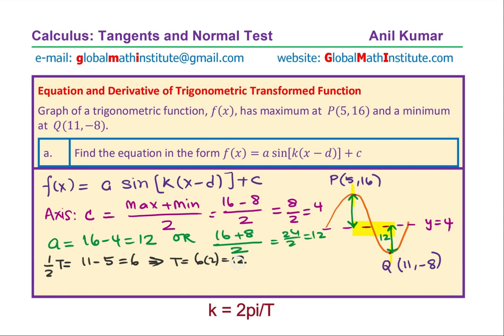Since the time period is 12, you can find the value of k, right? So that gives you the value of k, which is 2 pi by T. So the value of k is 2 pi by 12. That gives you pi by 6. So pi by 6 is the value of k. So the only parameter left is d. Now d is a point on the axis from where the one wave will start. So let's try to analyze how do we figure this out.